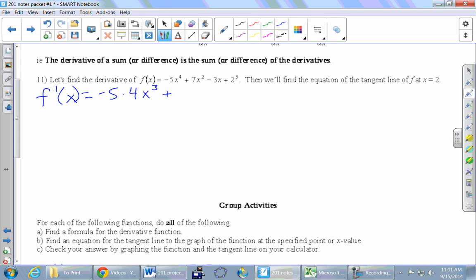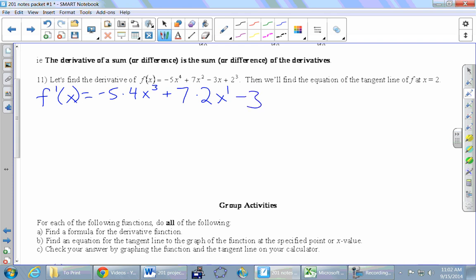Next part is 7x squared. What happens with 7? Stays right there, times the derivative of x squared, which is 2x to the 1st. You don't need to write the 1, but I'm just getting practice with this new formula. Next one, minus 3x. That was one of our special cases. The derivative of a constant times x is the constant. So what's the derivative of negative 3x? Negative 3.